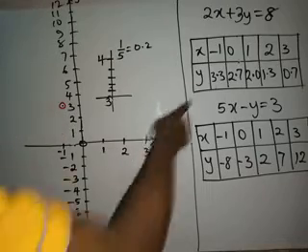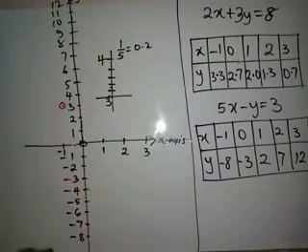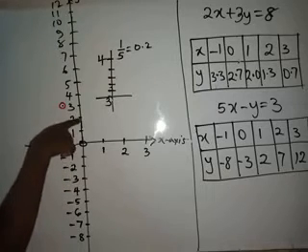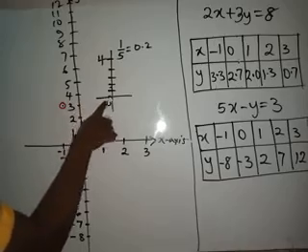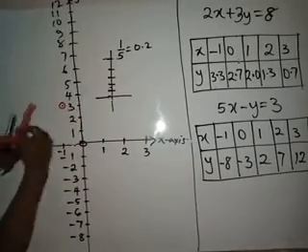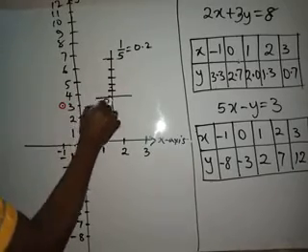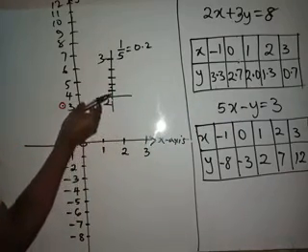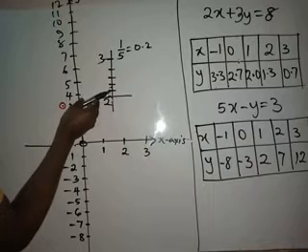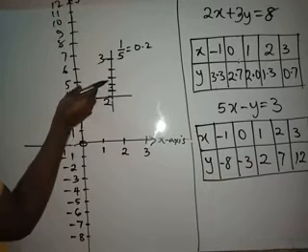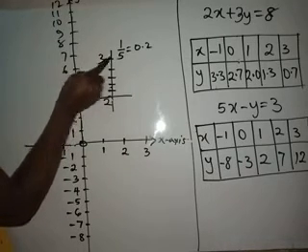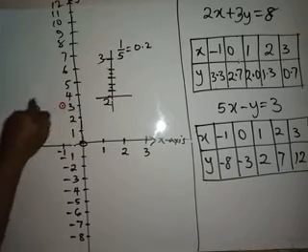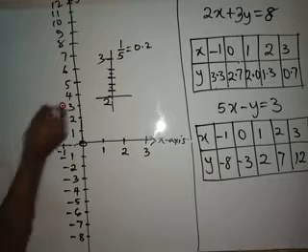When x is 0, y is 2.7. Let's locate where 2.7 will be. If this place is 2 and this is 3, I want to locate 2.7 for you. This is 2, this is 3. So 2.7 will be where? This is 2.2, 2.4, 2.6, 2.8. Somewhere here in your graph. So locate it. That is where it will be.